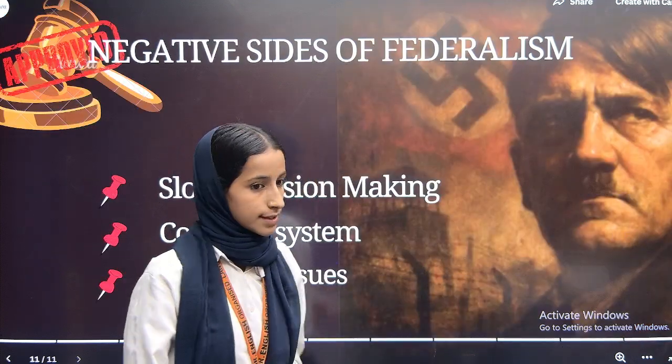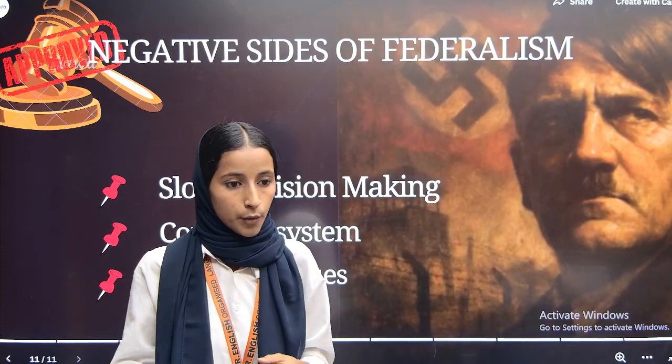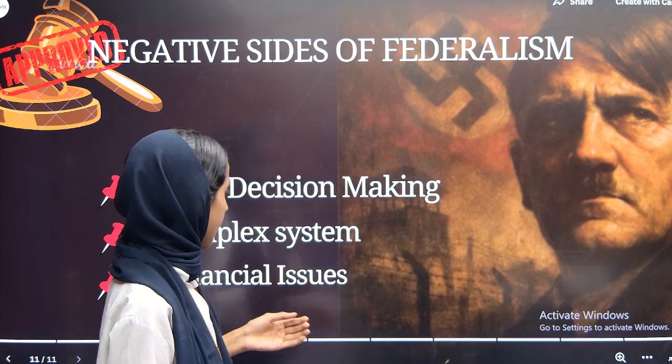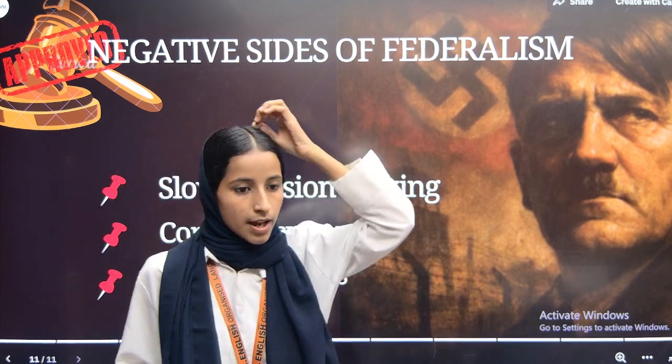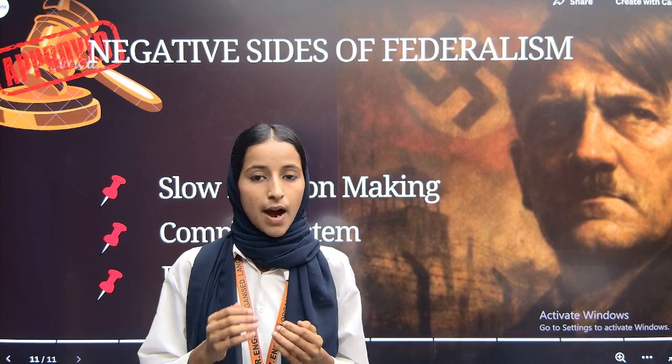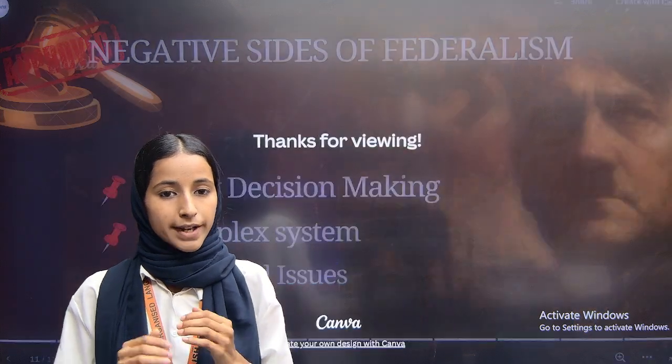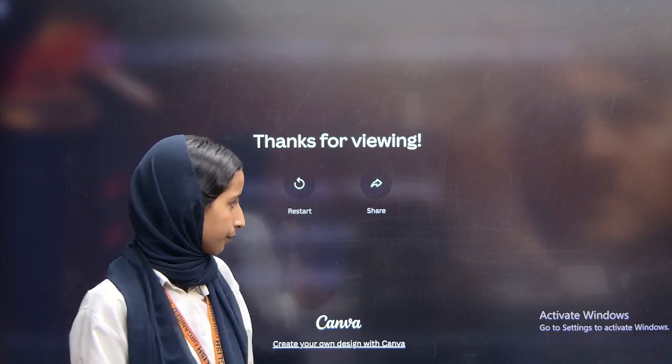So as you can see, let's talk about its negative side. Slow decision making: in federalism, different levels of government might delay decisions and not take any kind of action on them. And you can also see it is a complex system. In federalism, government sometimes can be rude, because if power is held by one authority, obviously they are going to misuse it. And the government is very complex.